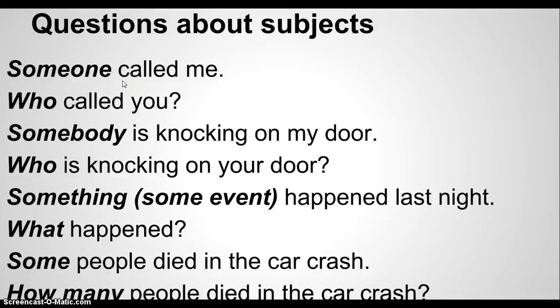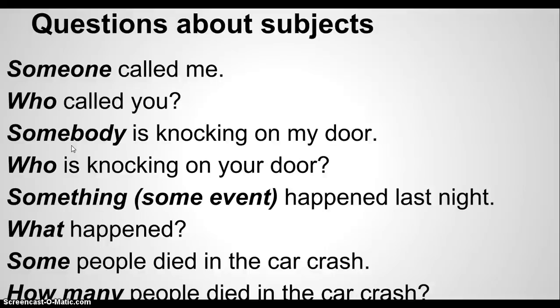Okay, looking at the next one, somebody is knocking on my door. Okay, again, it's a person, and we want to know who. Who is knocking on your door? Notice in the first sentence I use someone, and in the second sentence I use somebody. These two words are exactly the same. There's no difference. Now, let's look at the situation when the subject is not a person, but the subject is a thing, or in this case, an event. Something happened last night. Okay, now here our question would be not who, but what. What happened? Because we're referring to a thing or an event.